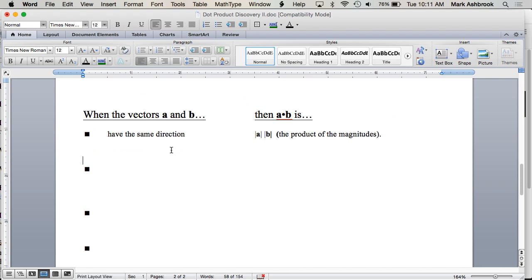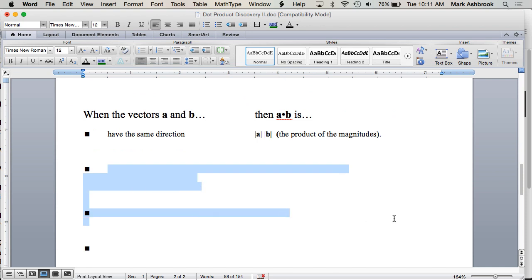They're perpendicular. The dot product was 0. What's another one? Opposite directions is the opposite of the product of the magnitudes, right? Negative A times B. So I hope those next two, I think, are these two.